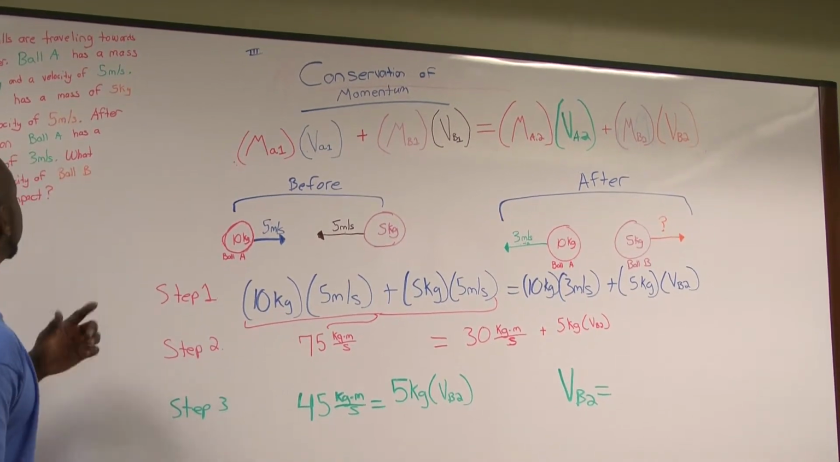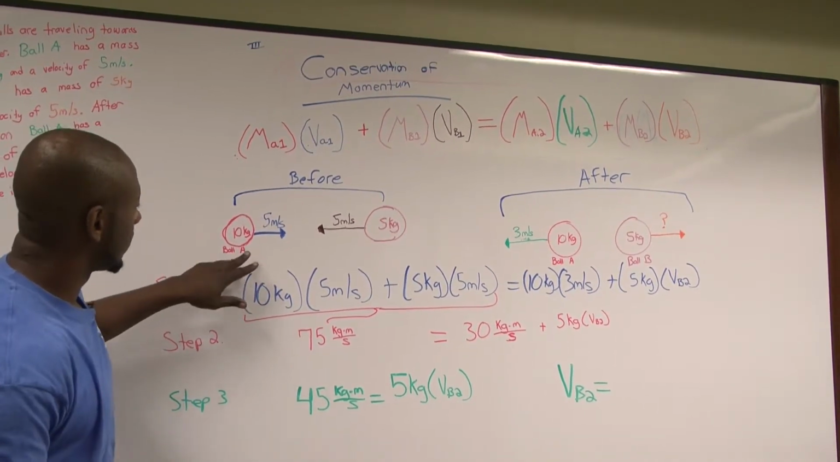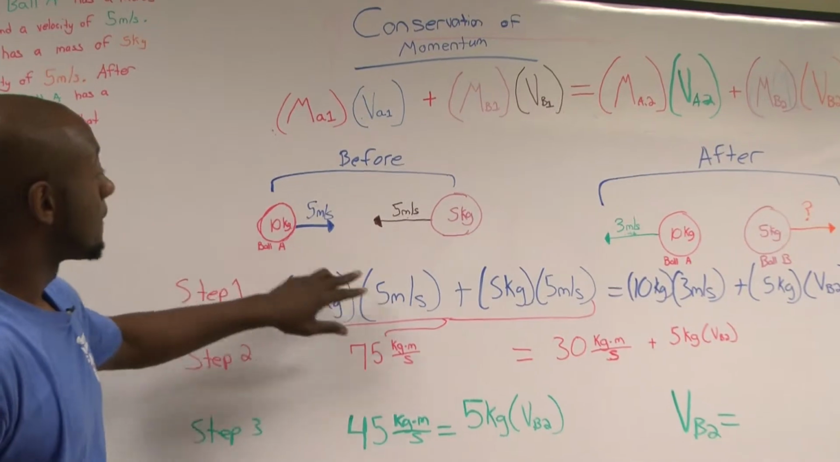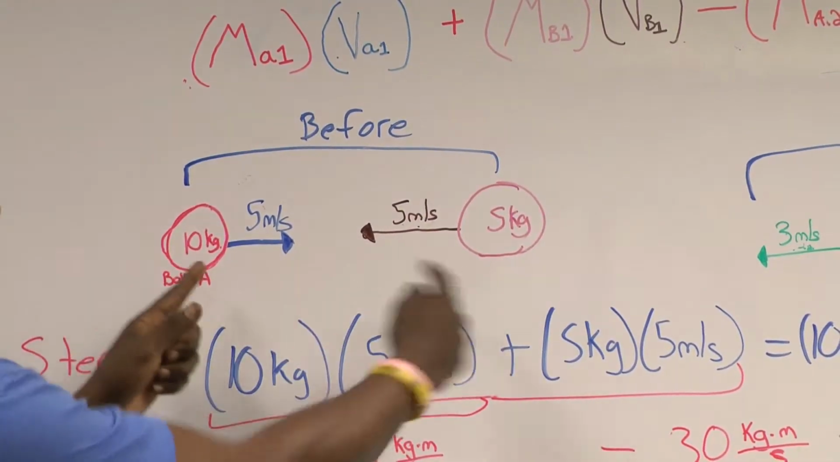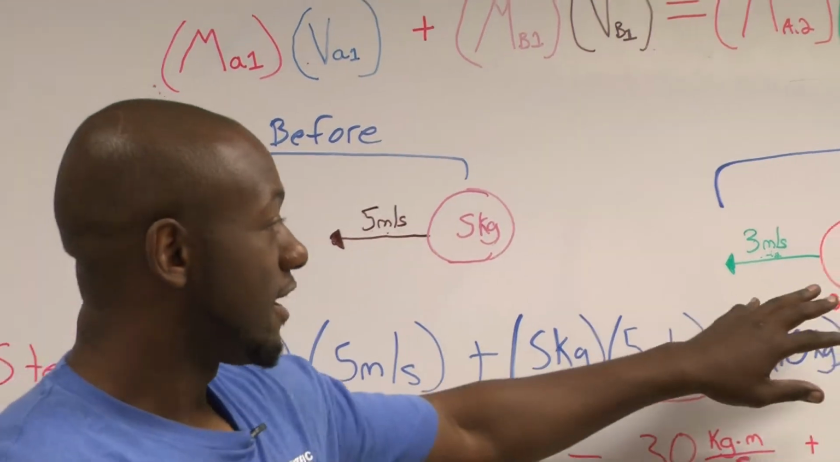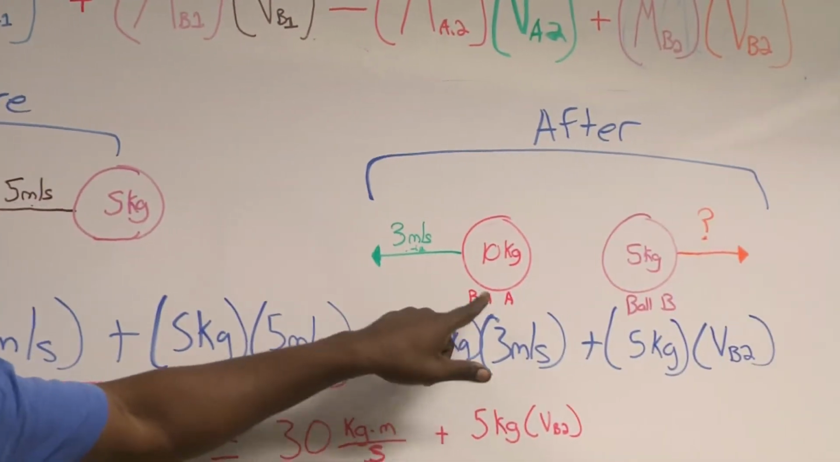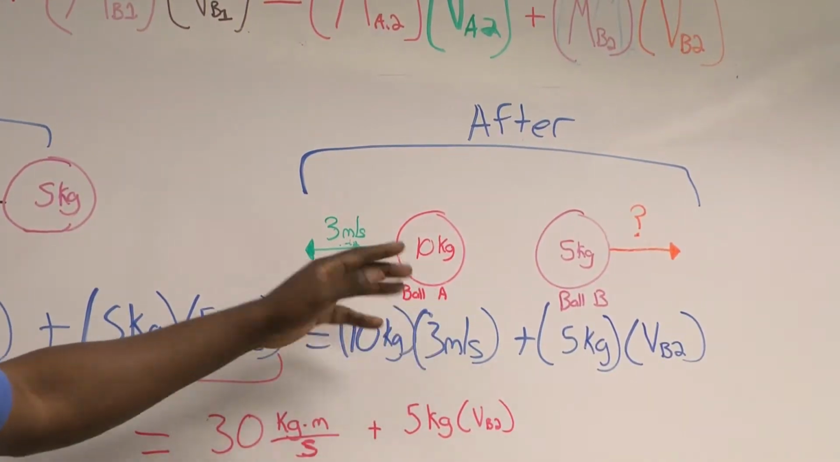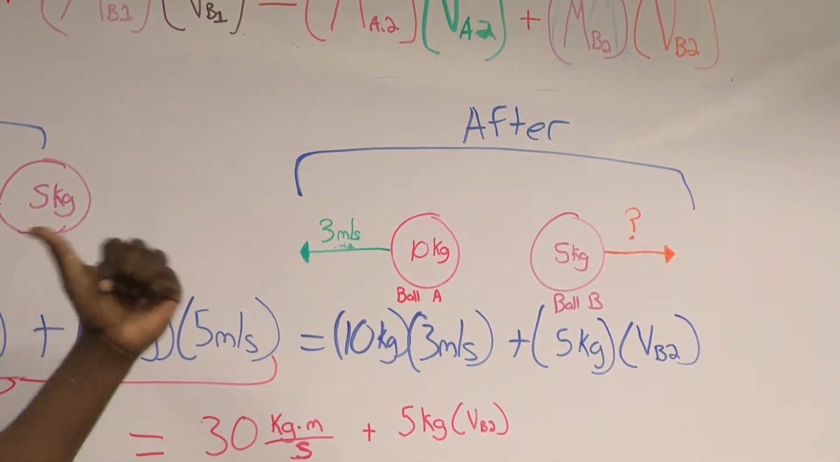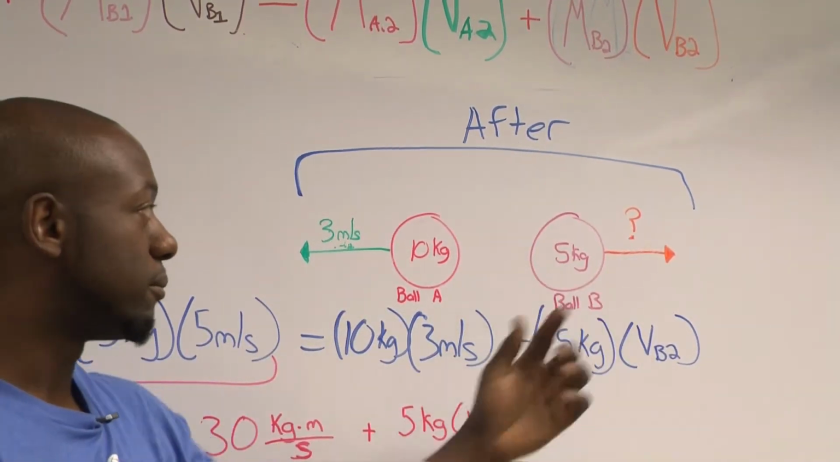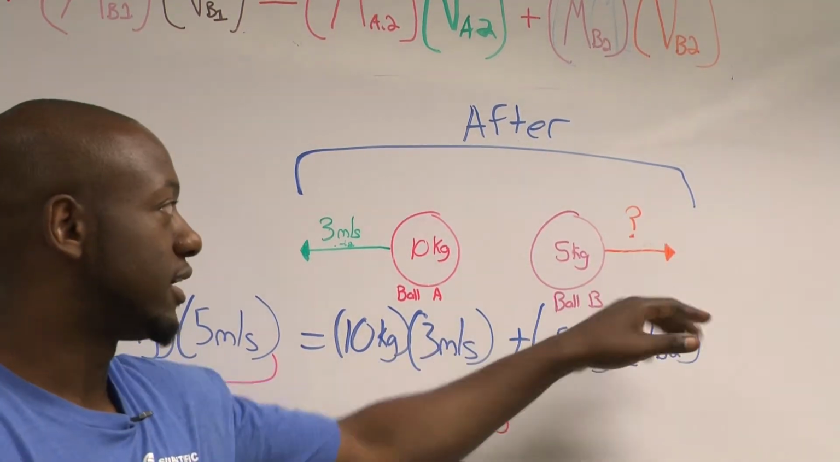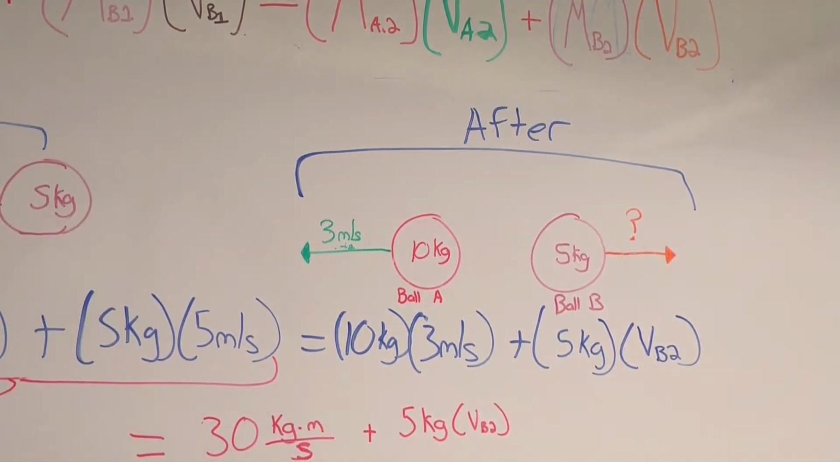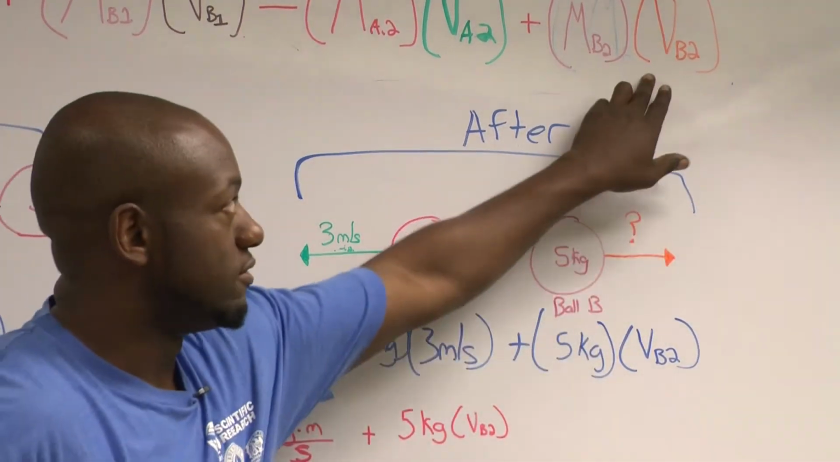So, ball A has a mass of 10 kilograms, and right here it's traveling at 5 meters per second. Ball B has a mass of 5 kilograms, traveling also 5 meters per second towards each other. After the impact, ball A has a mass of 10 kilograms and is traveling 3 meters per second to the left. After the impact, ball B has a mass of 5 kilograms, which is the same, of course, and they want you to find how fast it's traveling in the opposite direction, which correlates to VB2.